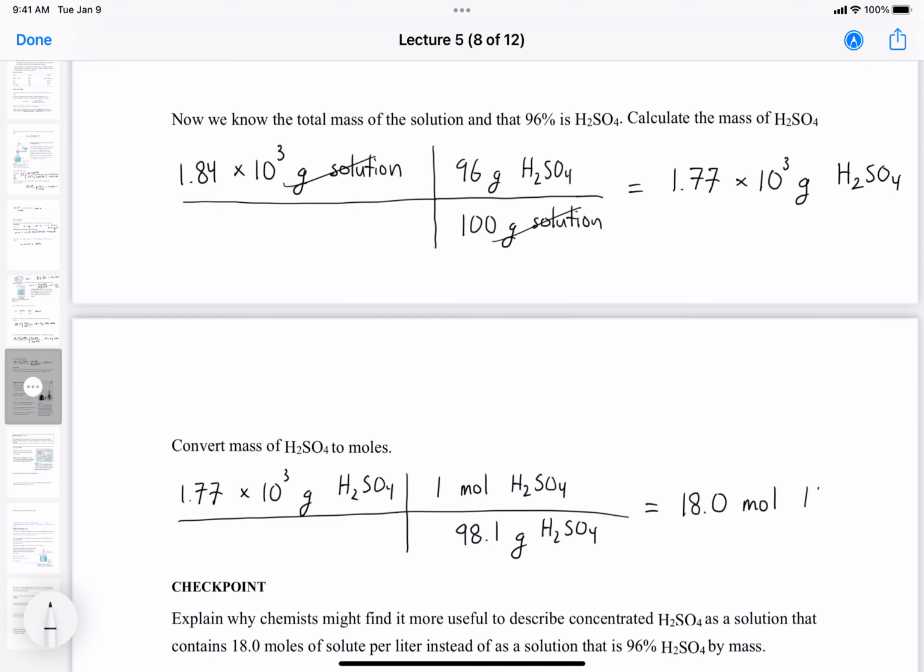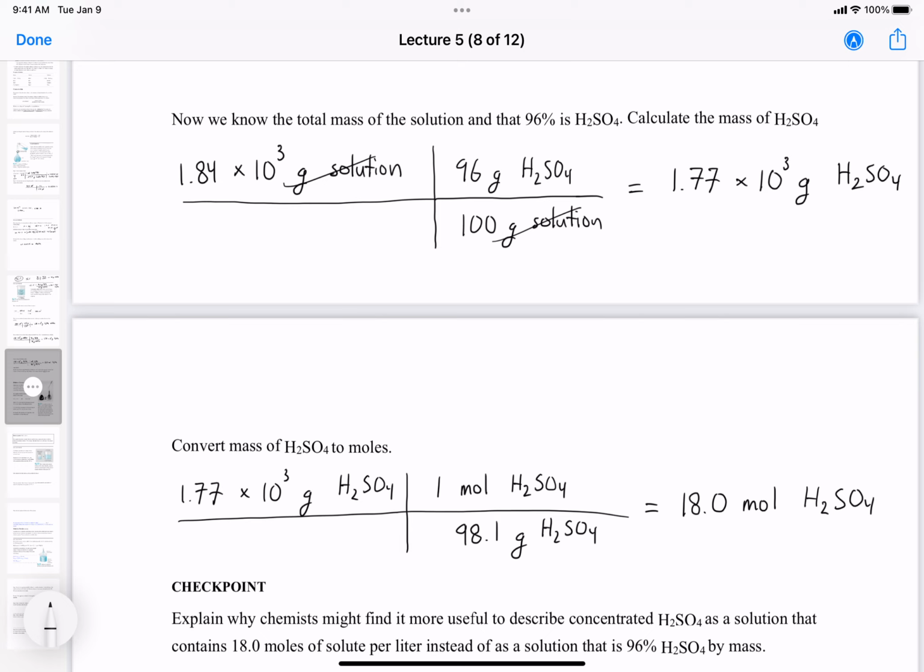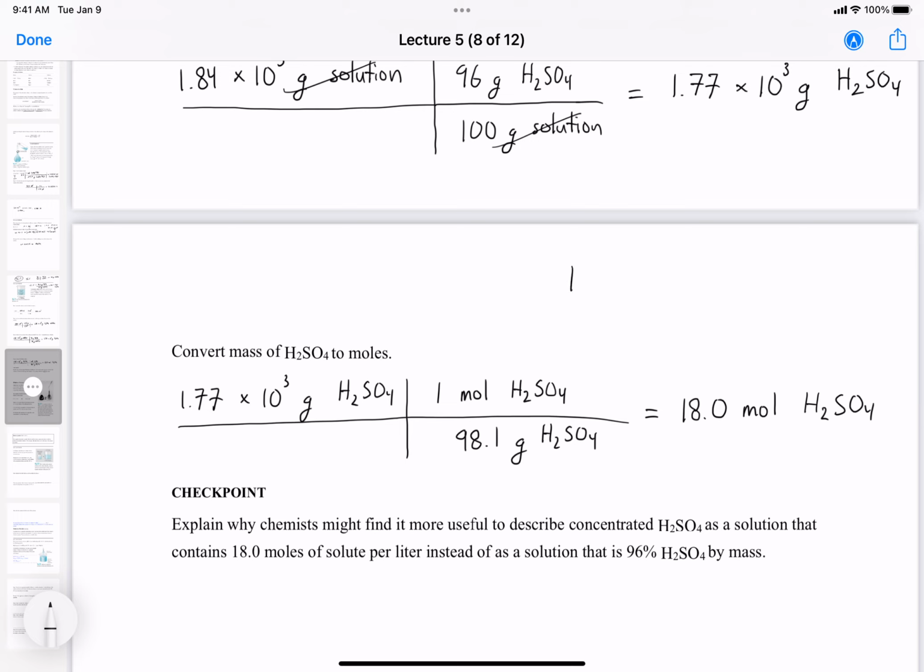So that's 18 molar. That's very concentrated. Anything above 1 molar is considered concentrated. So if we think about this, we have 18.0 moles of sulfuric acid. If we divide that by 1 liter, that gives us 18 molar. So that's very concentrated.